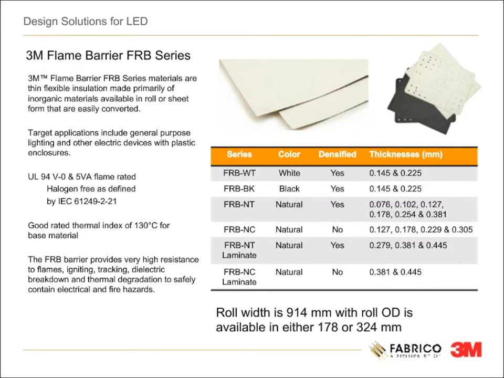The 3M flame barrier FRB materials are primarily inorganic. It is kind of like an unfired ceramic that retains good flexibility with excellent flame retardant, dielectric, and thermal properties. This product family contains a variety of colors, densities, and thicknesses. This UL 94 5VA rating is very unique and significant. Let me explain more.